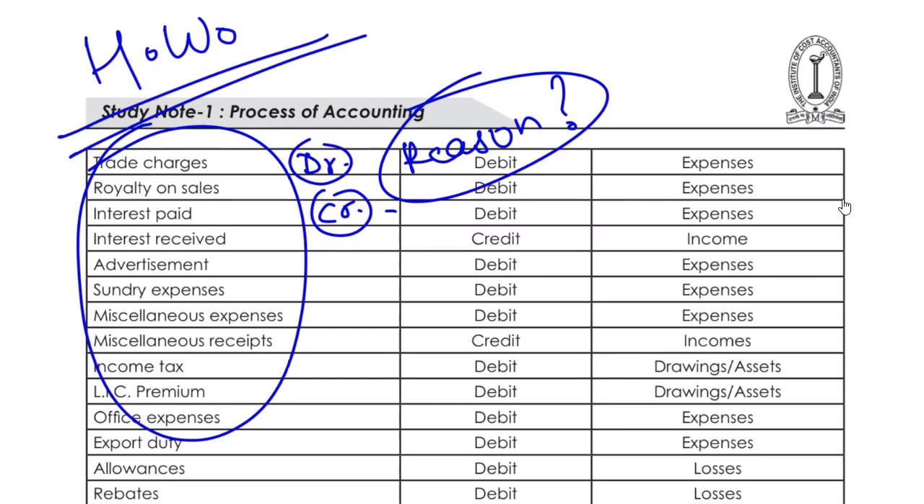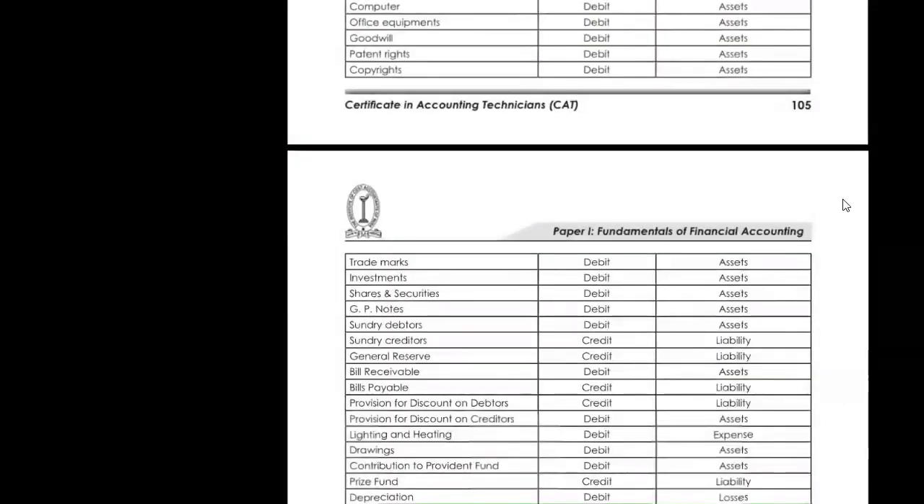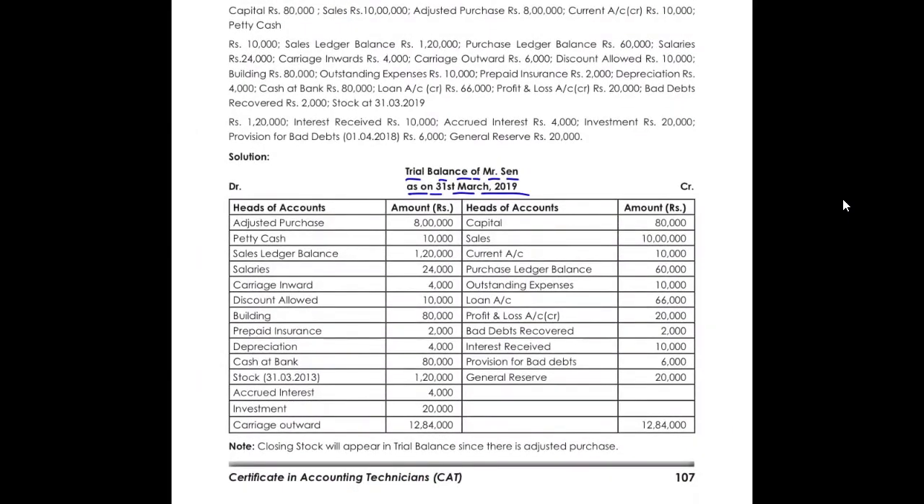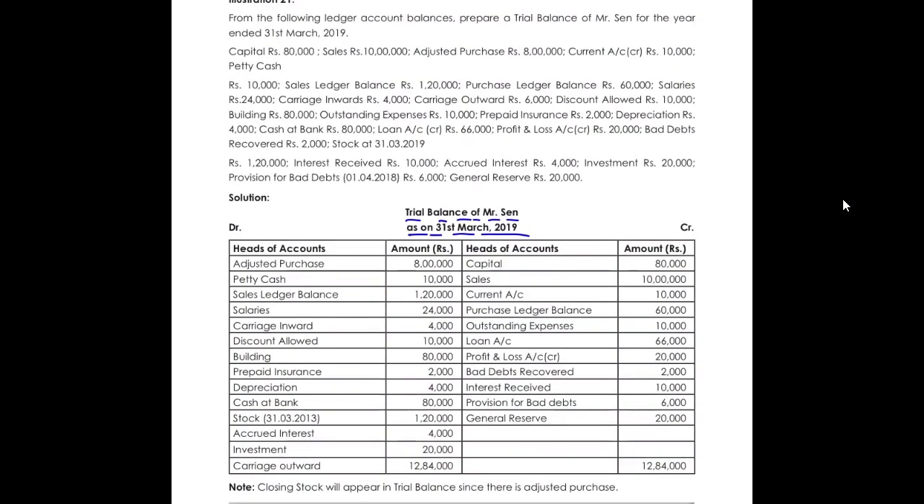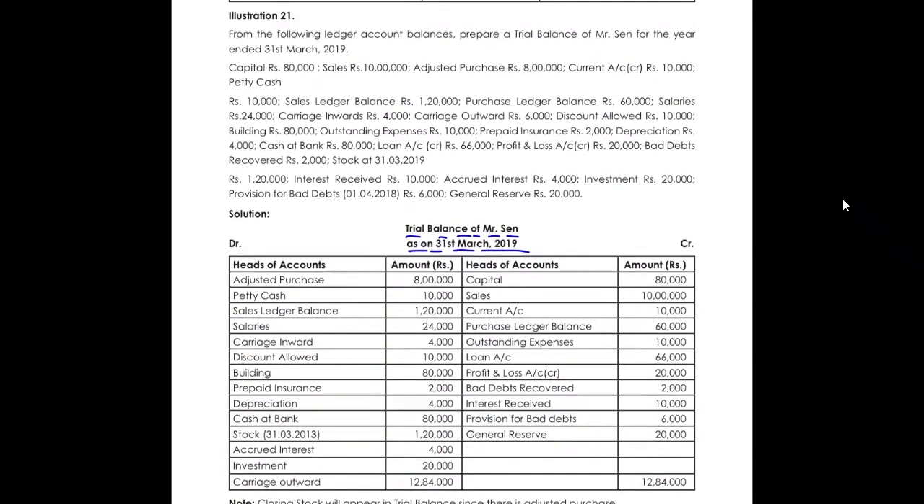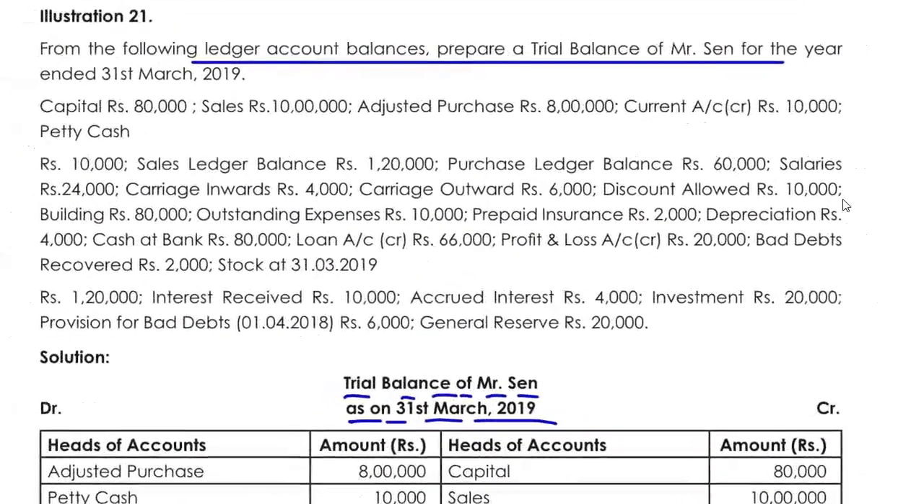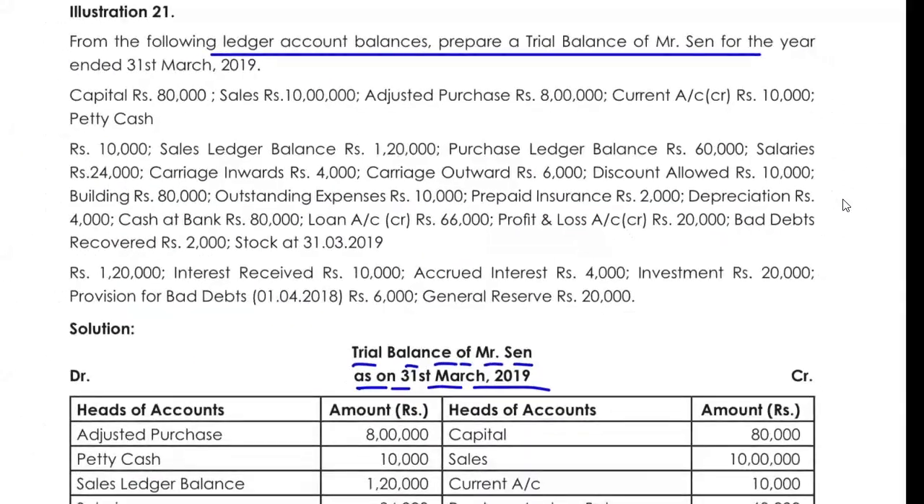Okay. So what is the difference between provision and reserve? That is also something which will come ahead. We will discuss it. Don't worry. Okay. Now let's do an example, as given in your books. From the ledger account balances, prepare a trial balance of Mr. Sen for the year ended 31st of March 2019.